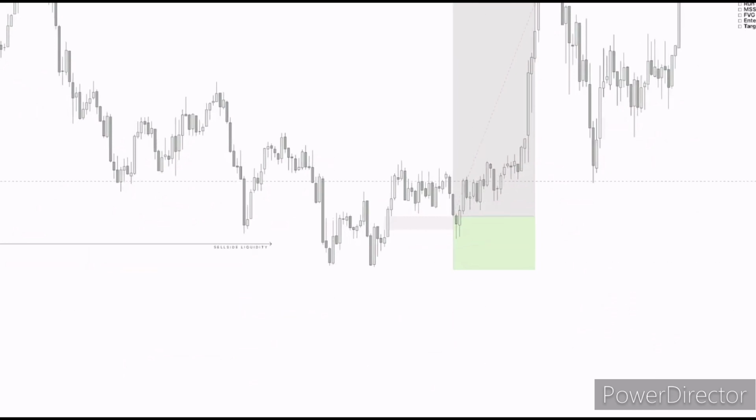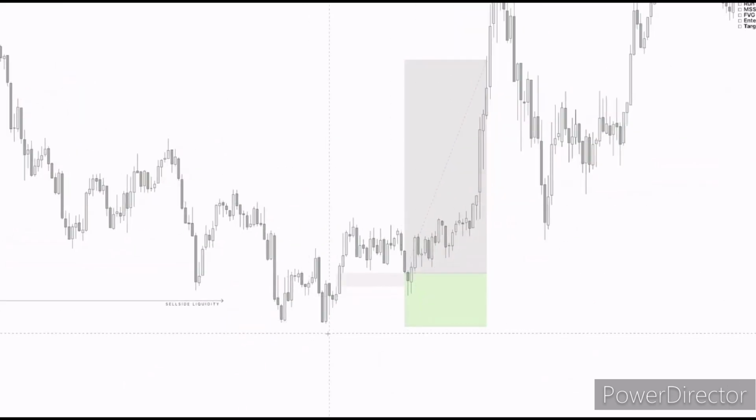and as you can see, we then get a market structure shift, which would be this one right here. So we get this taken, we get a market structure shift right there. You could maybe, for example, this could be a market structure shift, but is there a fair value gap within here in order to take your entry? No, there isn't. There's one little one right here, but it's mitigated by this wick.